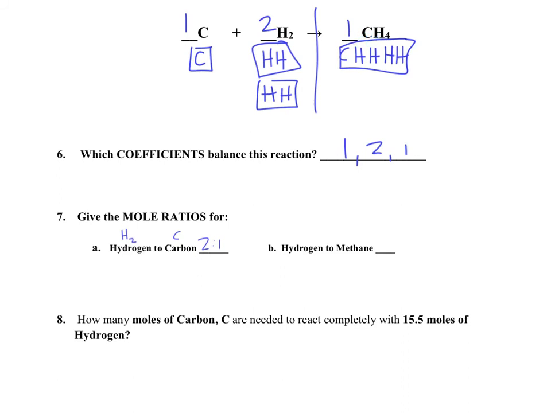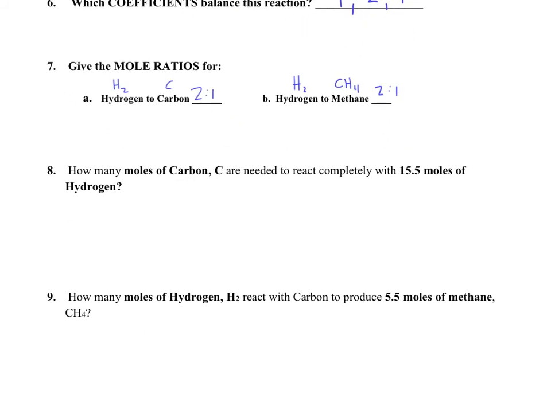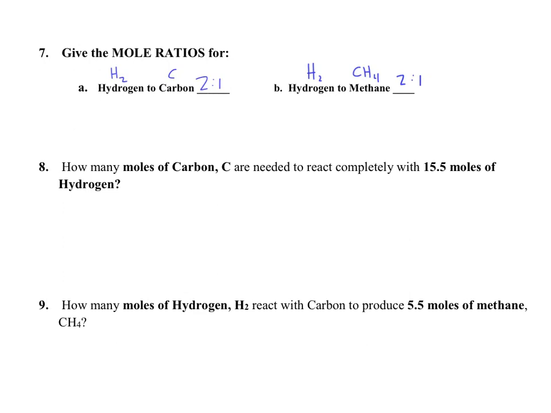Methane is carbon tetrahydride, which is CH4. And we already know that hydrogen is diatomic H2. So when I look up at my equation, the coefficient for hydrogen is 2, the coefficient for methane is 1, so my ratio is 2 to 1. So let's practice our mole-to-mole conversions.